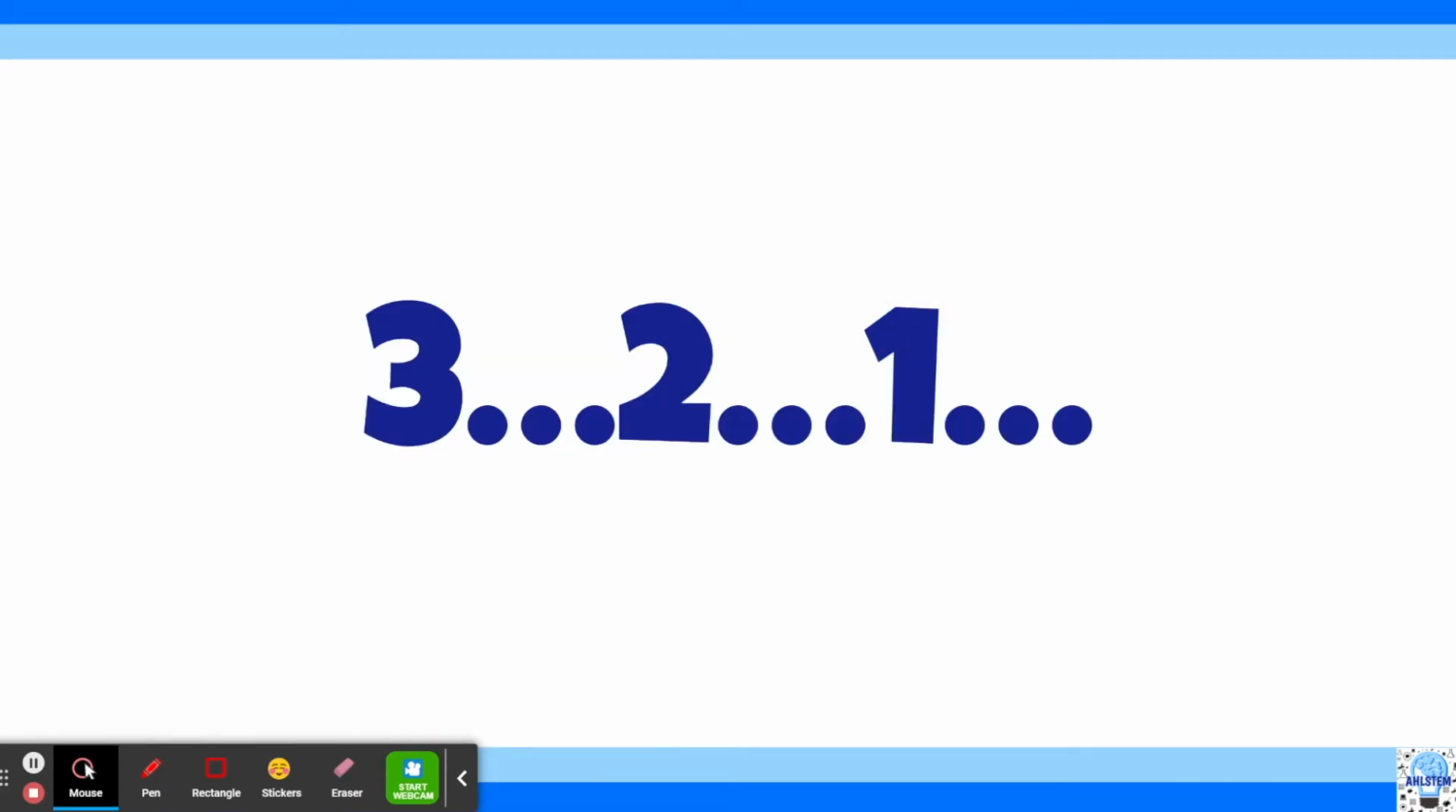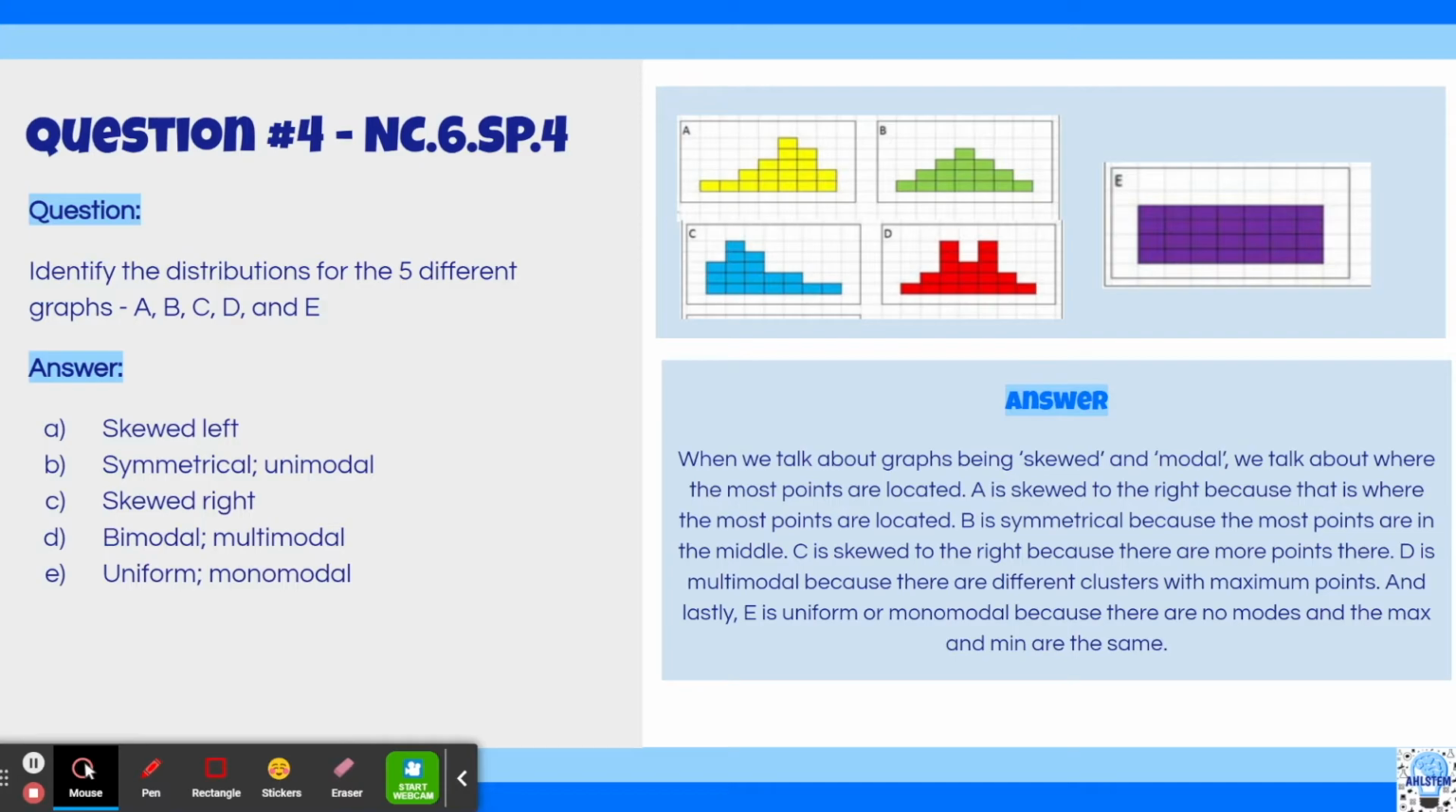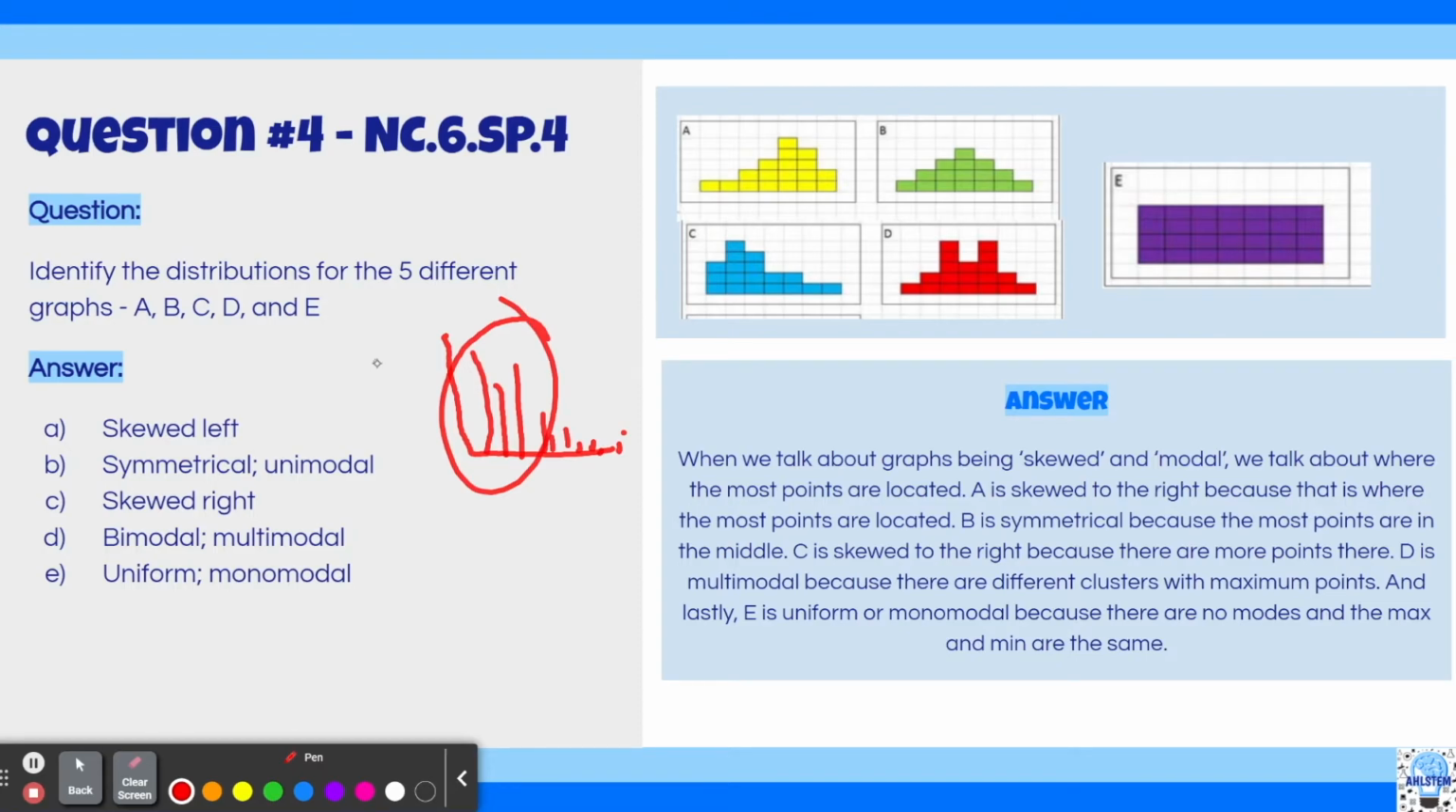3, 2, 1. So A is skewed left, B is symmetrical or unimodal, C is skewed to the right, D is bimodal or multimodal, and E is uniform or monomodal. So let's go through all of these. Skewed to the left. Let's make an example graph. So clearly all the data in this graph is on the left side, so it's skewed to the left.